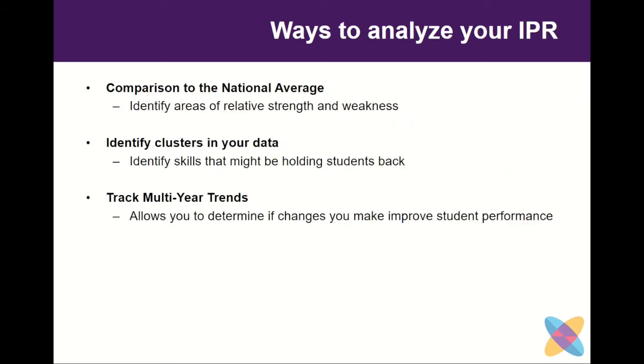Today we will be discussing 3 ways to analyze our IPR. The first will be a comparison to the national average in order to figure out areas of strength and weakness in our program. The second will be looking to see if we have any clusters in our data which might indicate places that our students are struggling. The third will be how to use multi-year trends to determine if adjustments you are making to your curriculum are leading to increases in student performance.